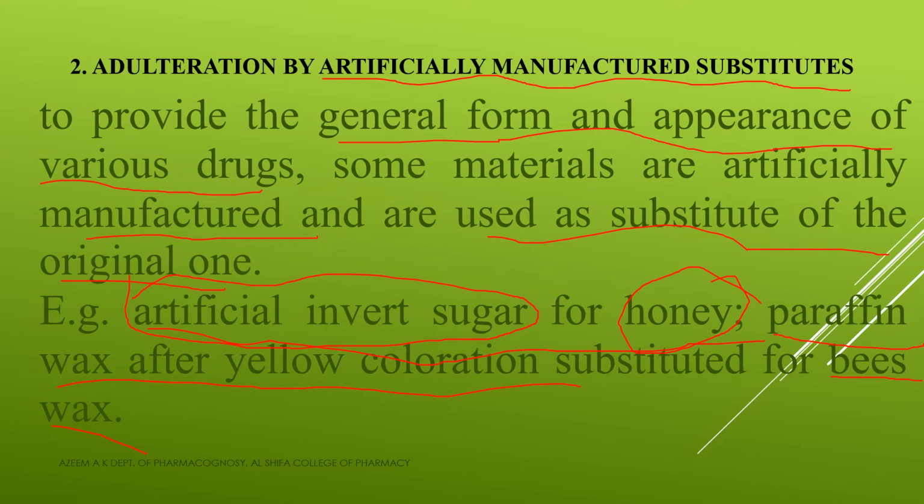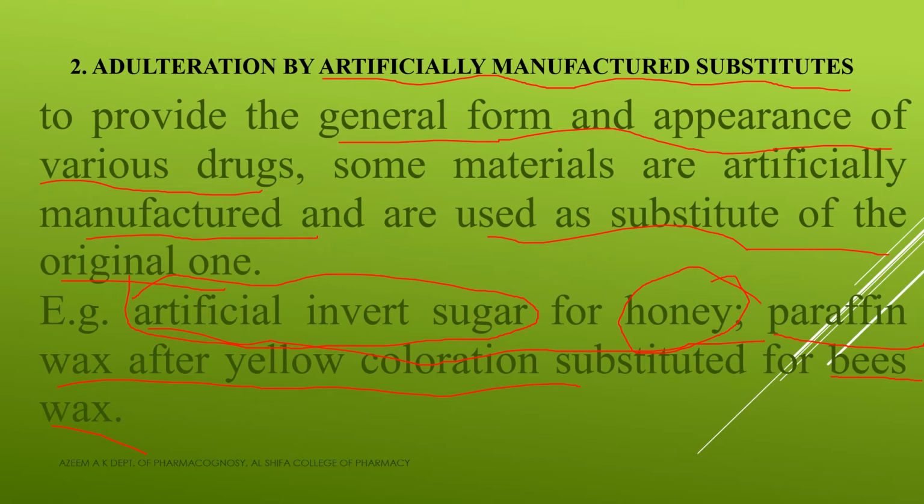So that is adulteration by artificially manufactured substituents. In order to provide the general form as well as appearance of various natural drugs, some material should be manufactured artificially, and these artificially manufactured substances can be used as substituents of the original drug. So the example is that honey can be adulterated or substituted with artificial invert sugar. Okay.